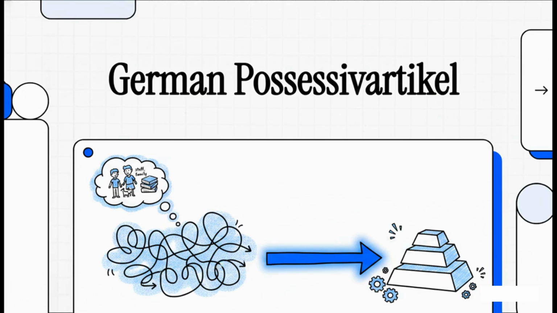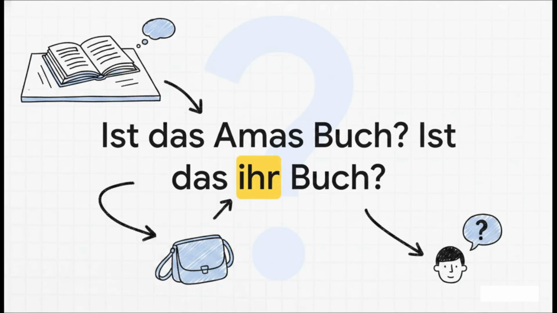We are going to completely demystify German possessive determiners, or as they're known in German, possessive Artikel. We're going to channel some enthusiastic energy, break down the rules, and turn what might feel like a giant complex puzzle into a super simple logical system. Okay, let's dive into this with a real-world puzzle.